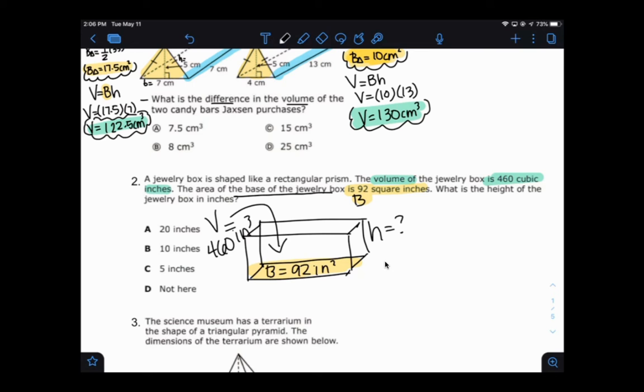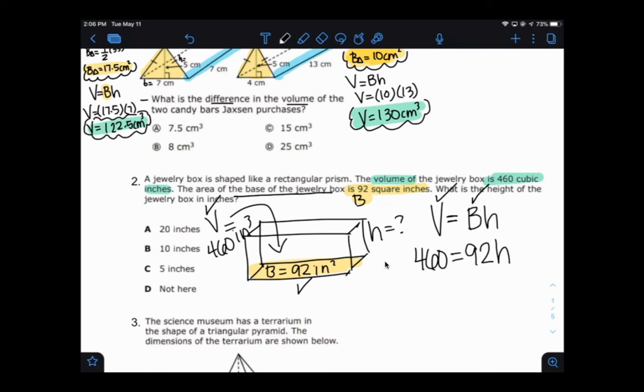Well, the interesting part about you knowing how to solve equations and how to use formulas is that you can say, well, if the formula calls for volume equals area of the base times the height, we can say, okay, we have the volume, check. We have the area of the base, check. We're missing the height, which is h. Let's substitute what we have. In this case, 460 is equal to the B, which is 92, times H, right? I'm going to put parentheses times H.